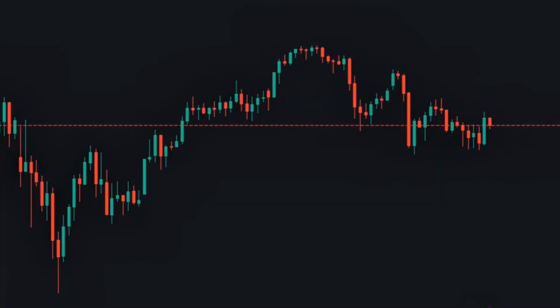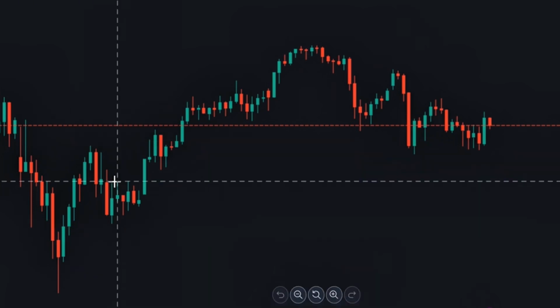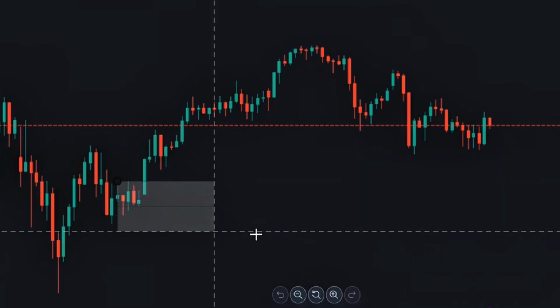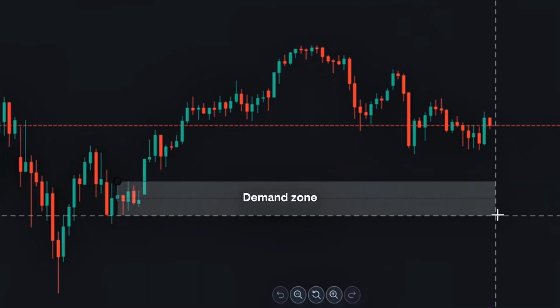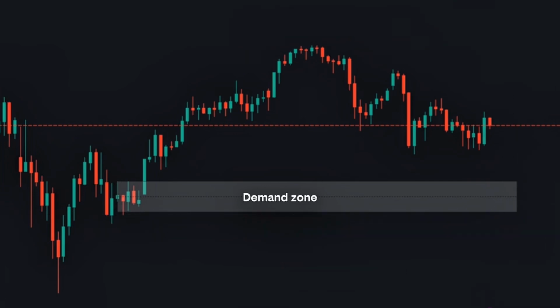Now you may ask, how to mark these zones? First, look for a strong move. I mean big candles, fast movement, and imbalance. If there is no imbalance and big candles, avoid those zones. Here you can see, before that big move price was stuck in a small range. That consolidation area is your demand zone. That's where institutions were buying. Now mark the whole consolidation area before the big move. Same goes for supply zones. And that's it. That's how simple it is to mark supply and demand zones.